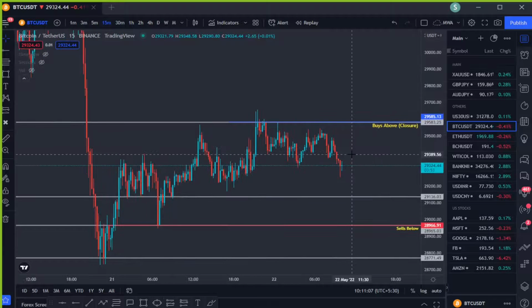So we are waiting for the price to give us a break and close either above or below this range, and accordingly we can look for trading setups on the long and the short side. So that's it, guys. This was the analysis on the Bitcoin.